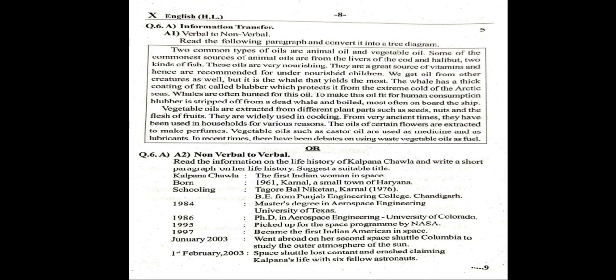Verbal to non-verbal is where a paragraph is given and you have to convert that into a diagram. Be very careful. If you're thorough with drawing the diagram, then go ahead. The diagram must be drawn with a pen. It should not be written in sentence form. It should be either in words or phrases, whatever you write in the diagram.